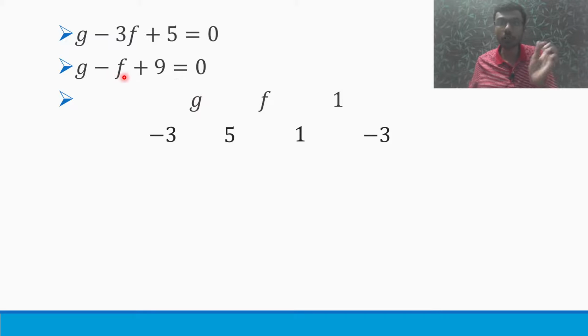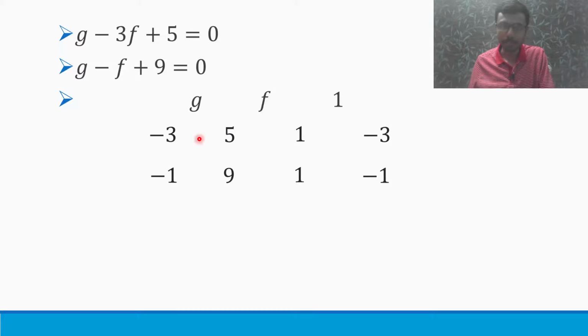Again, in the second equation also, the coefficient of f is -1 and the constant is 9. And again, come back to the beginning, the coefficient of g is 1, and then again the coefficient of f is -1. Now once you write like this, this method might seem a bit difficult in the beginning, but with this you will get the answers g and f very easily.